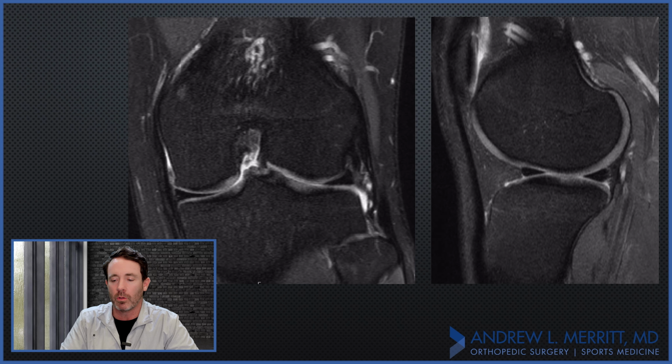So again, looking at a meniscus, remember we just saw this normal meniscus. We want to see this wedge. We want to see it going way out to the capsule on both sides. I think of it as boring. Boring is good for the meniscus.